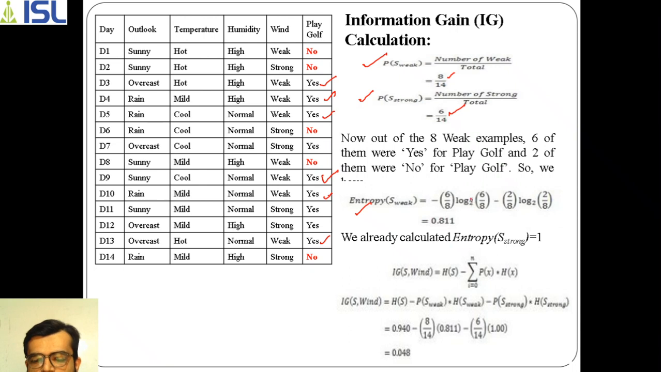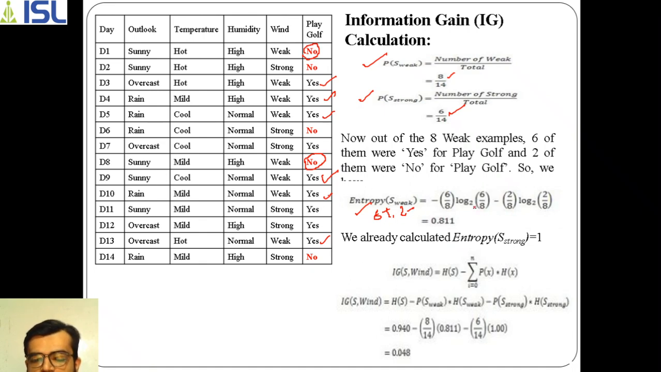Again, log 2 of 6 by 8. How many negatives are there here? Observe, the first is 1 and here it is 1, so only 2 no's are there. So 2 by 8, log of 2 by 8. Totally, 6 positives and 2 negatives, so overall 6 plus 2 is 8. So 6 by 8, again 2 by 8.